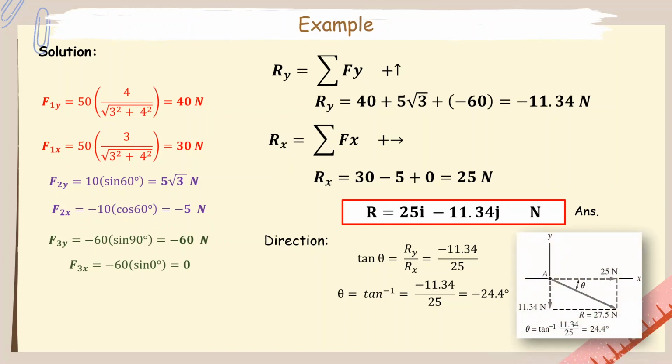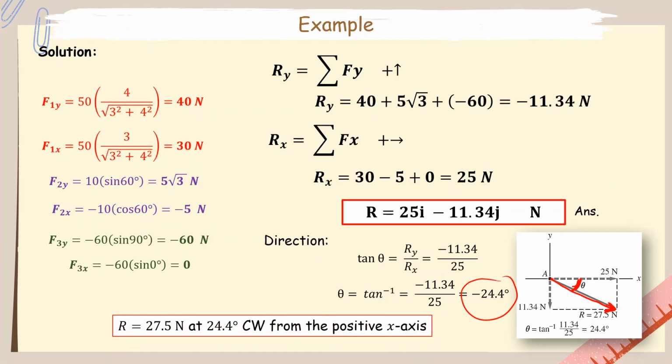Kung i-drawing natin yan, ito yung resultant natin. Dito siya mag-occur sa fourth quadrant, right? And then, ang kanyang angle with respect to the x-axis or the horizontal is 24.4 degrees clockwise. Kasi negative, 'di ba? Pag negative yung angle, clockwise ang rotation. Clockwise from the positive x-axis.